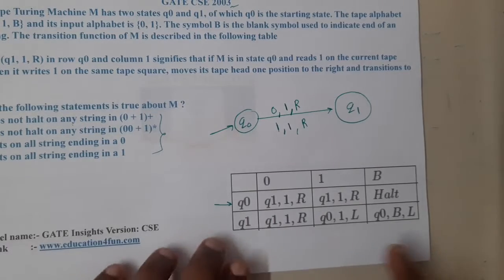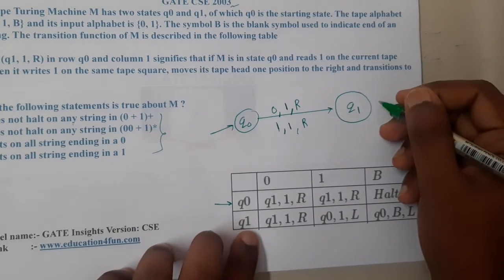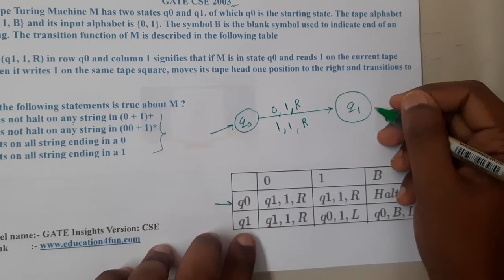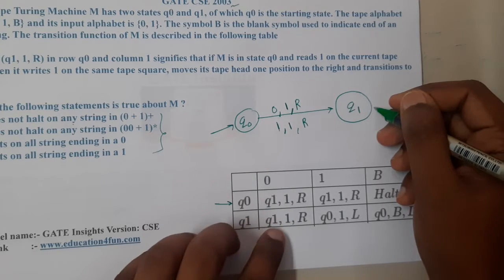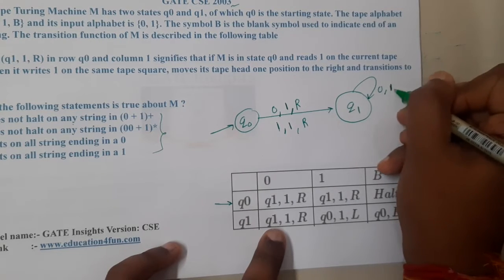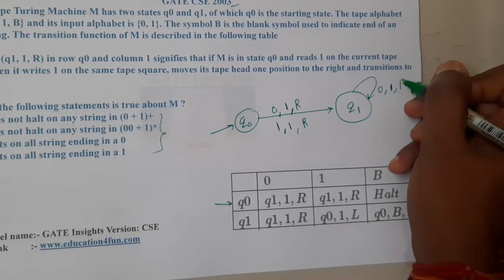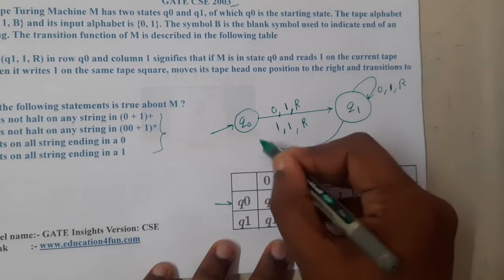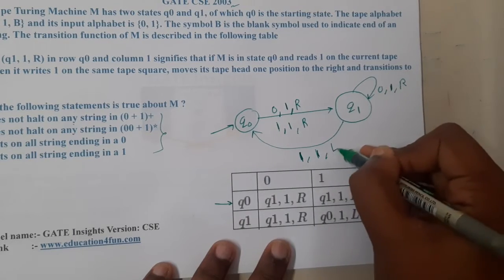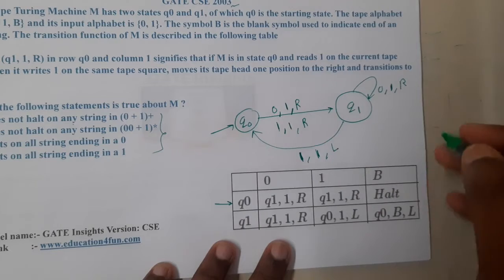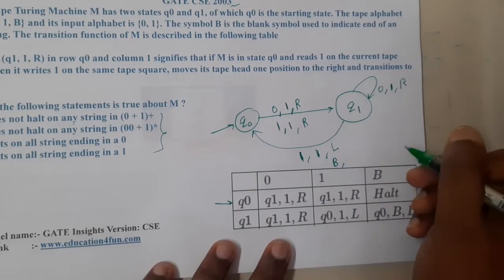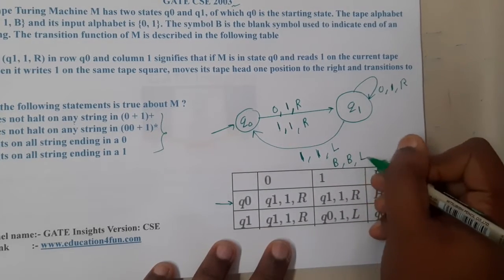Similarly, moving on, from Q1, if we get 0, we are going to stay here only, and on that 0 I am going to write 1 and move right. When I get 1 here, I will replace that 1 with 1 and move left. And if I get a blank, I am going to replace it with a blank and move left.